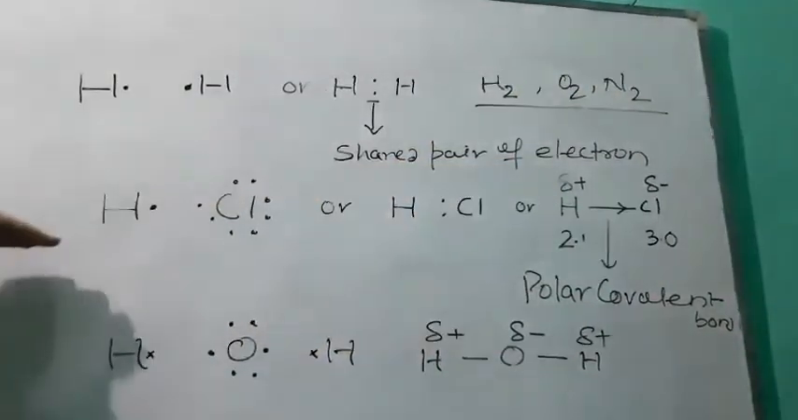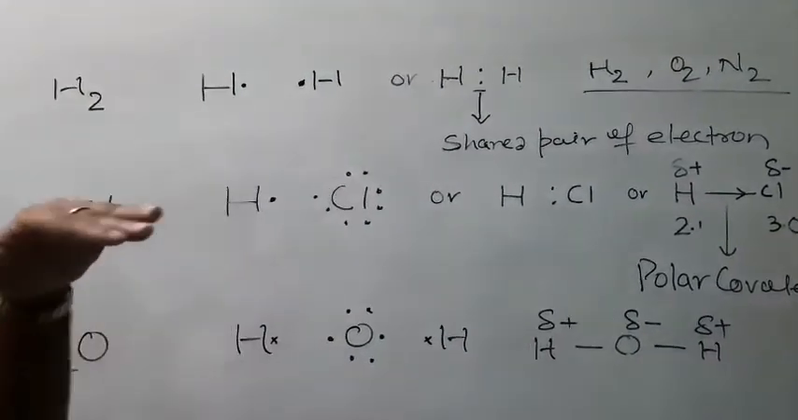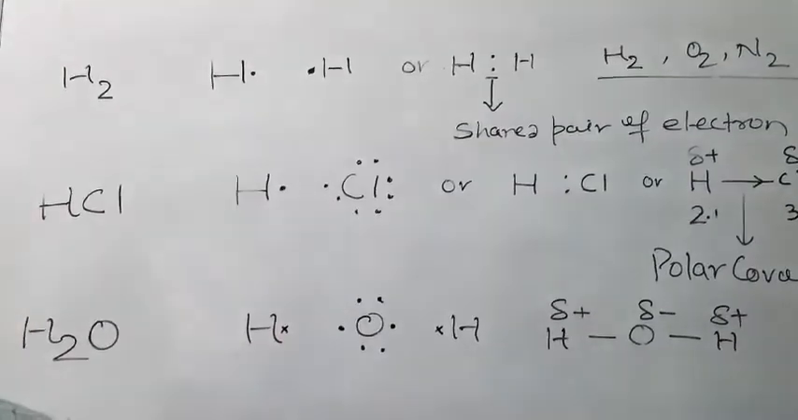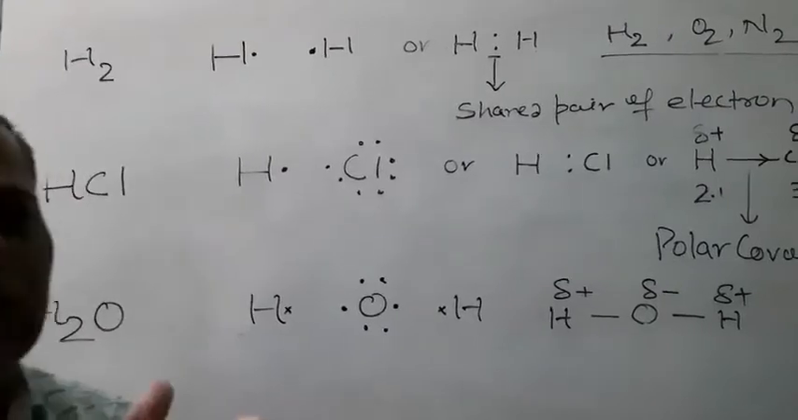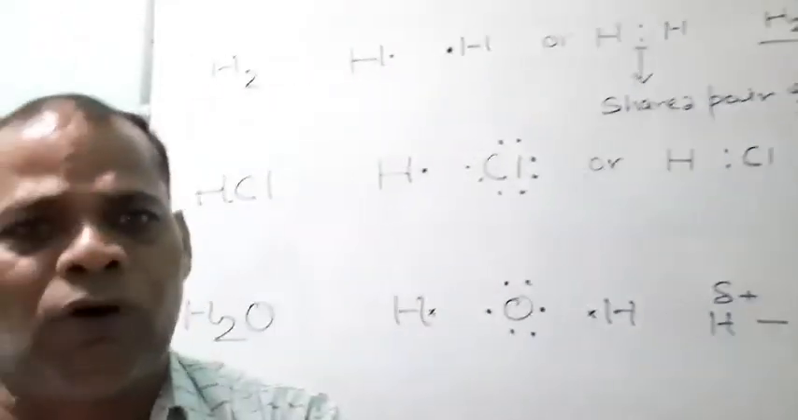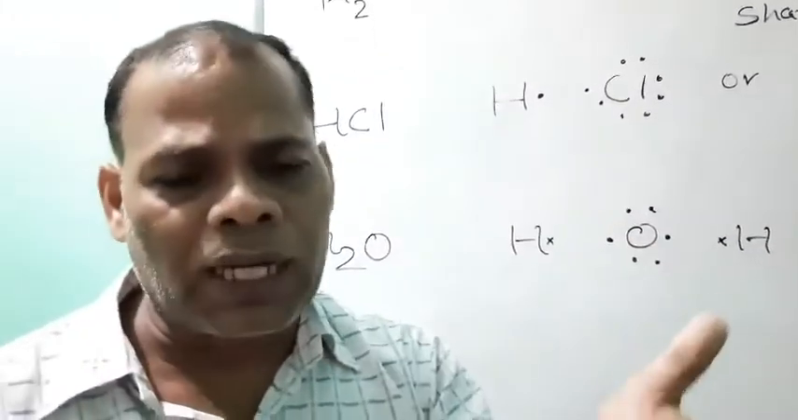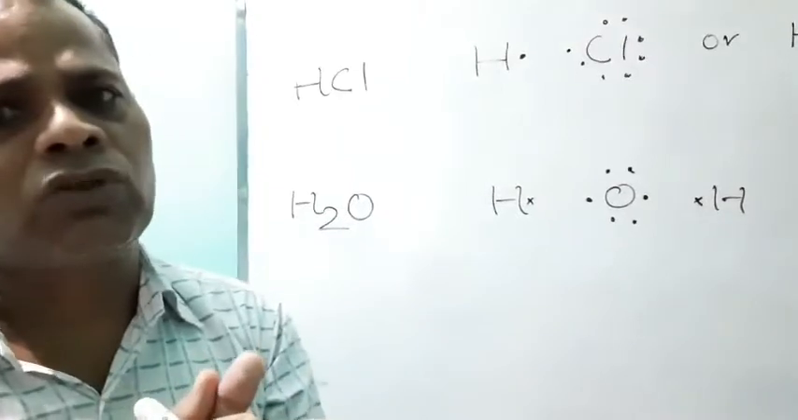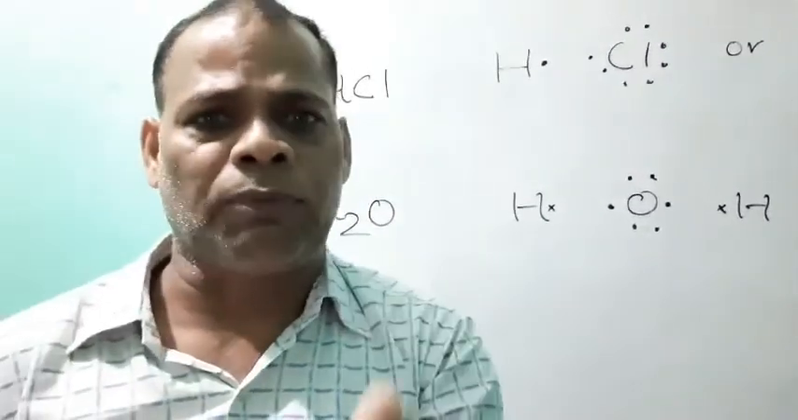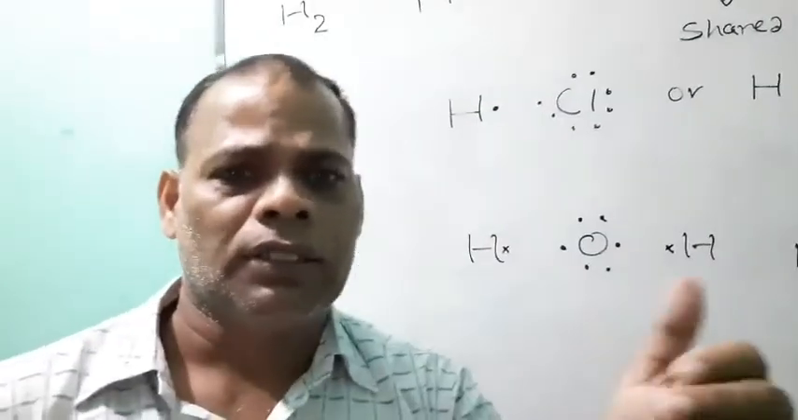But when we talk about the heteroatomic molecules, when two different atoms are connected by covalent bond and one of the atoms has more electronegativity value, then the bond thus formed is called polar covalent bond and the molecule is called polar covalent molecule.